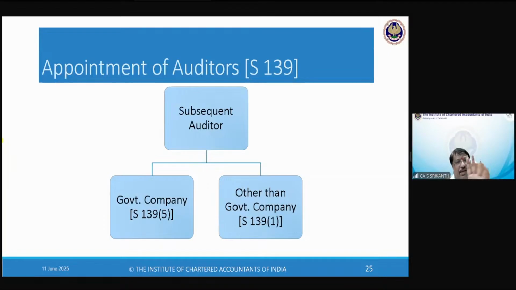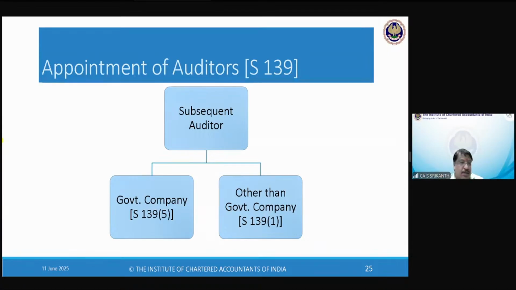Reappointment is for 5 years at a time. This is a good thing. It gives some kind of peace of mind to the incumbent. So every year he need not worry about his reappointment. So in every AGM, every year, we won't have an auditor appointment. Only in the sixth year.